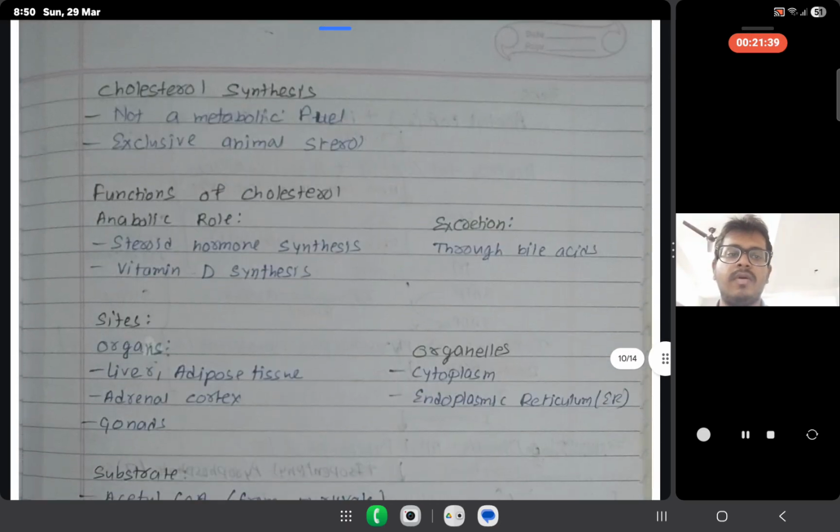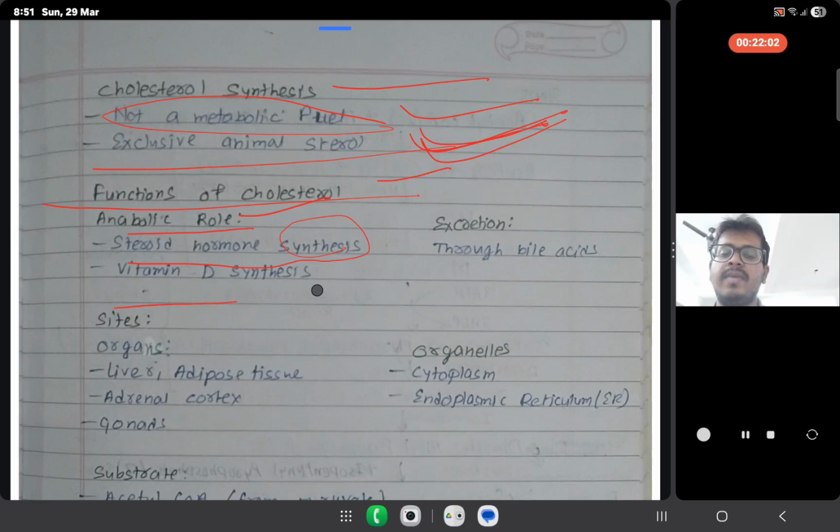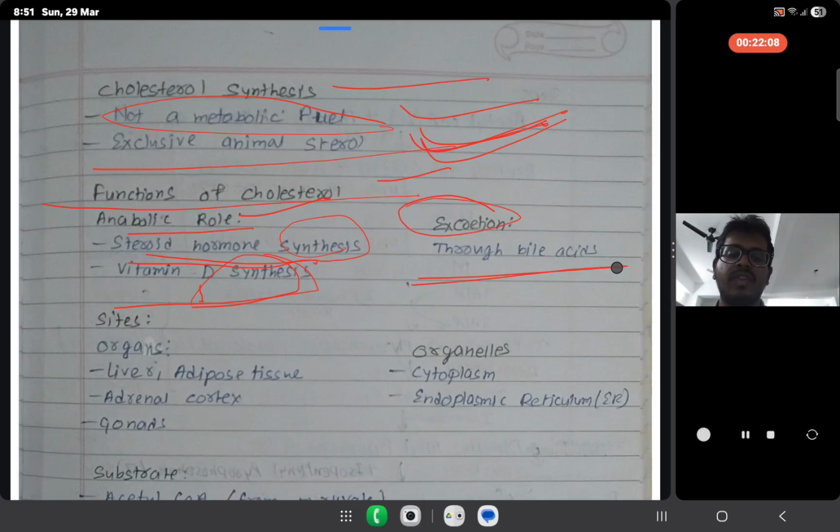Now we will talk about cholesterol synthesis. Cholesterol is not a metabolic fuel, and it is an exclusive animal sterol. It is present exclusively in animals, not in plants. Functions of cholesterol: anabolic role means adding up, catabolic means breakdown. So the anabolic role is steroid hormone synthesis and vitamin D synthesis, and excretion through bile acid.